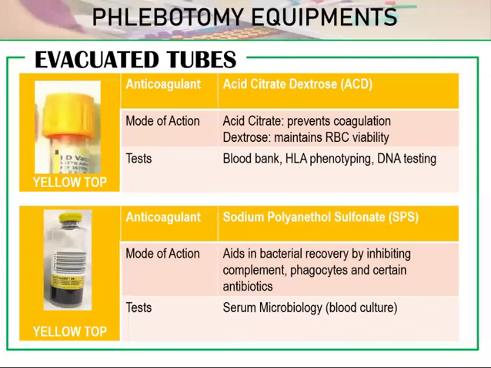Okay, so now let's proceed with the different specific characteristics of our evacuated tubes. So we have here our yellow top. This is a different color from your gold top, the one you carry around in your lab. That is the gold top, not the yellow top. So if you get confused, just check the label. If you see acid citrate dextrose, it means that is a yellow top. You do not commonly use or see this in the laboratory.